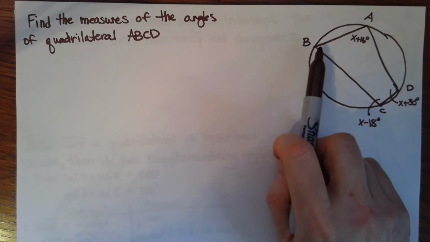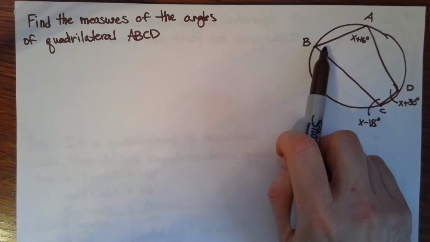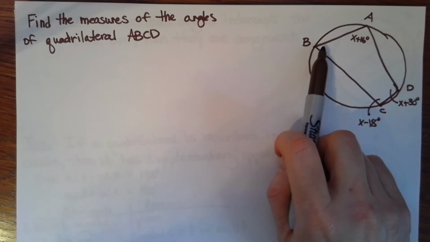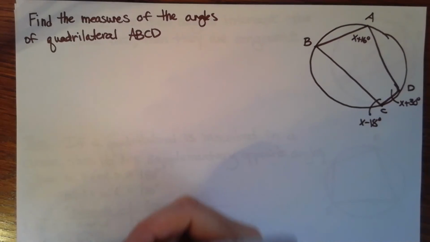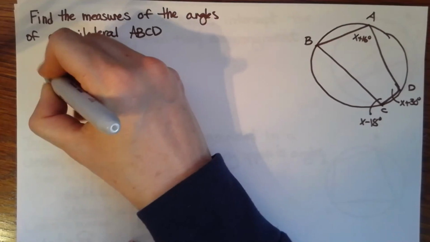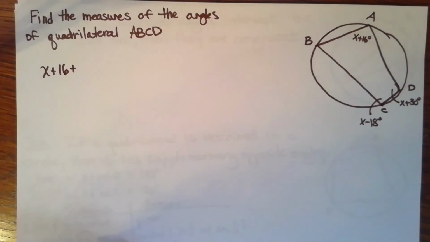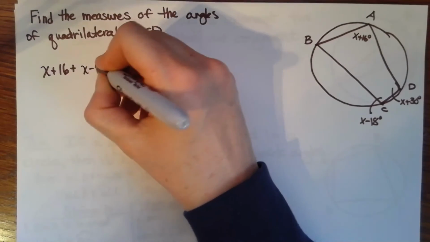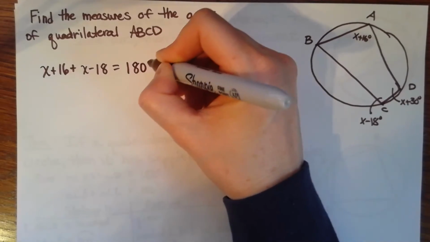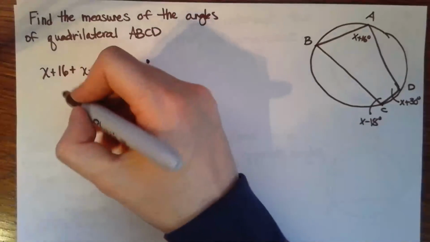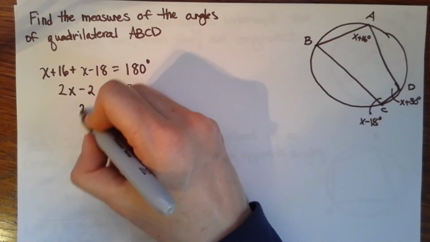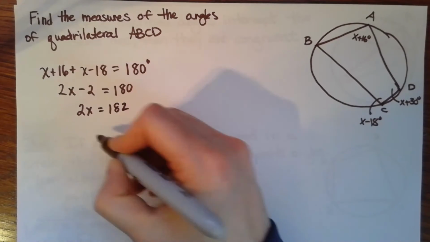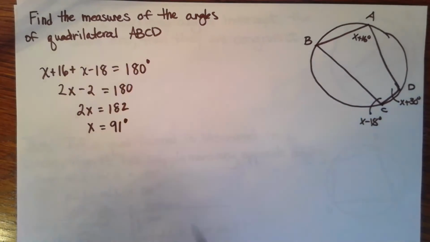Okay, now we don't know what B is. We don't have an expression for that. So at this point, it's not super useful or helpful until we actually know what D is. Then it will be useful. Right now, though, because we have expressions for both A and C, we know that if I took the measure of angle A, which is x plus 16, and added the measure of angle C, which is x minus 18, I would get 180 because those two are supplementary. Okay, so I have 2x minus 2 is 180, or 2x is 182, which means that x is 91 degrees.